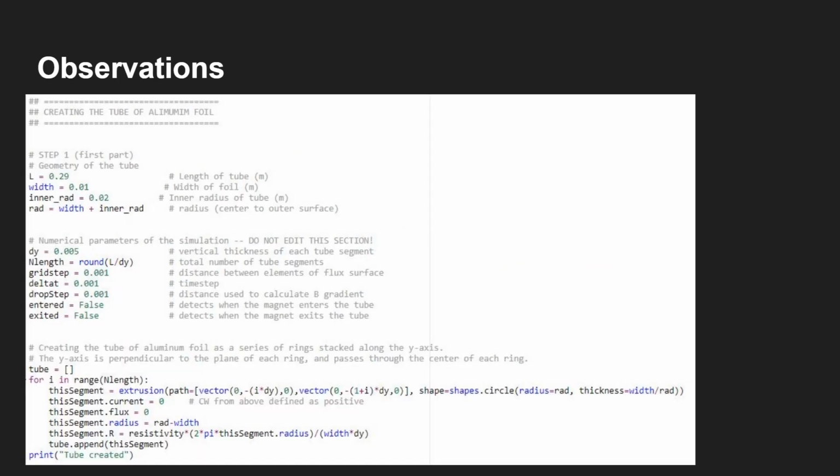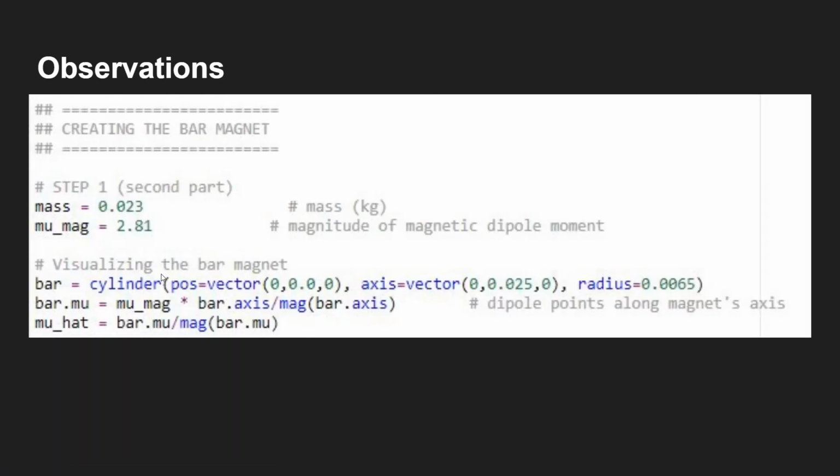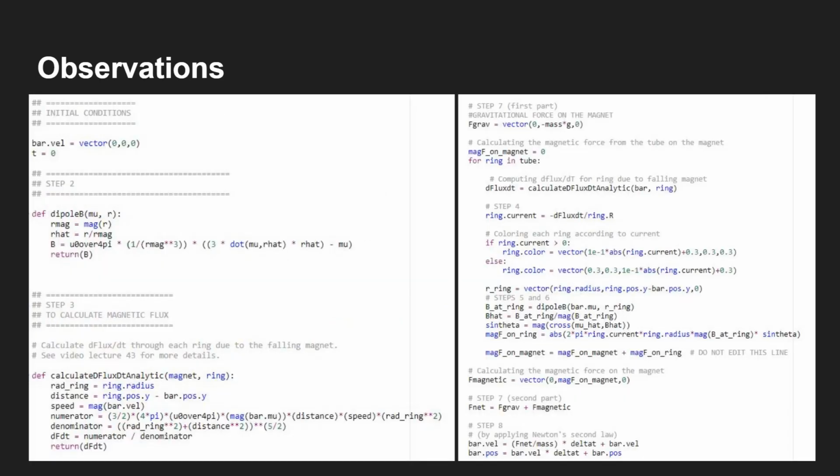Moving on to the main part of the code, first we need to set up the geometry of the tube. We do this using the measurements we gathered earlier. One thing to note is that for the numerical parameters portion, we need to divide the length of the roll up into n segments, and we use the n length variable to divide up the roll. Then we do pretty much the same for the bar magnet in terms of setting up the model.